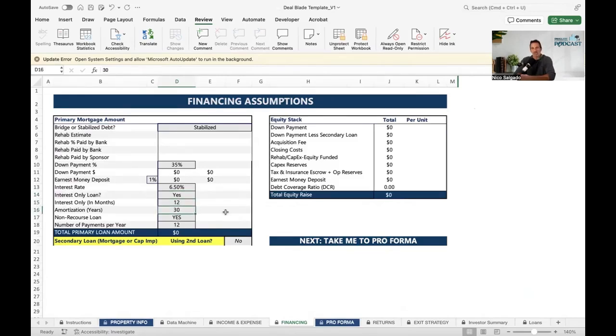And then the amortization is typically going to be anywhere from 20 to 30 years for a commercial loan. So 20 years is probably the minimum. 25 is standard for a local bank, a community bank, and certain agencies will go to 30. Even certain local banks will do a 30-year amortization. Is it a recourse loan or non-recourse? You can check that. And then the number of payments per year, leave it at 12, which is probably the standard.